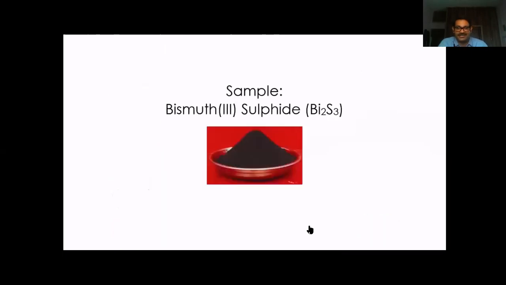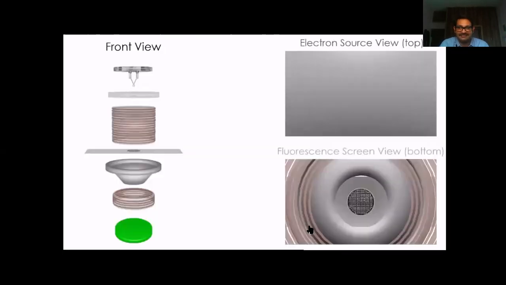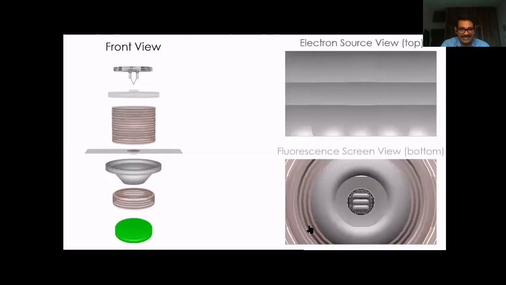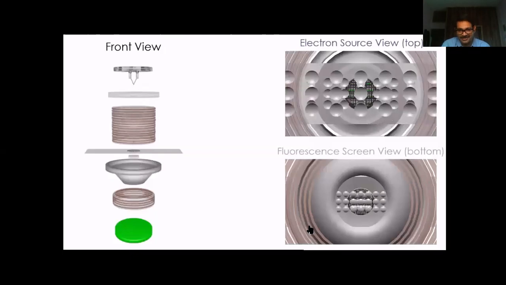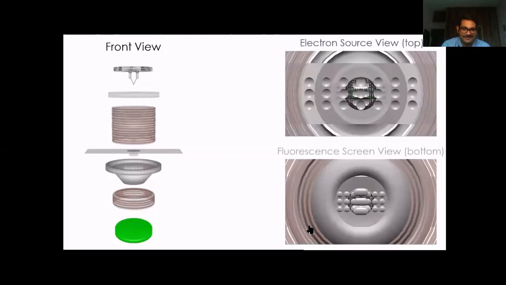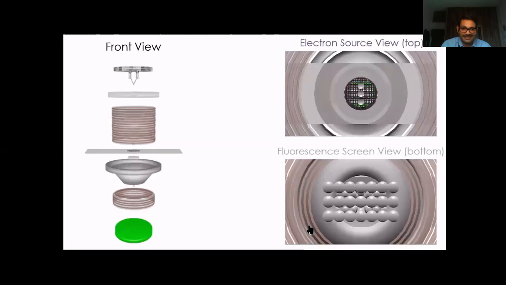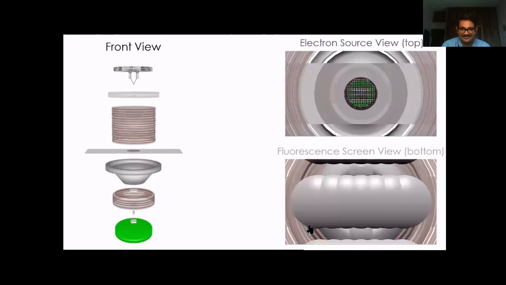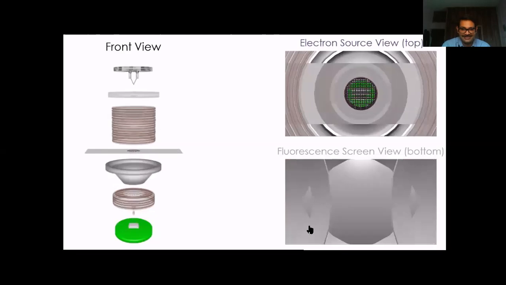Suppose this is the sample that we are taking, bismuth sulfide. See the electron source view and the fluorescent screen view at the bottom. The electrons pass through the anode and the condenser lens, then the specimen, objective lens and projector lens, and are focused on the fluorescent screen. So in this way they are focused. One of the important things is how the beautiful image is formed here. You can see the image of this bismuth sulfide.